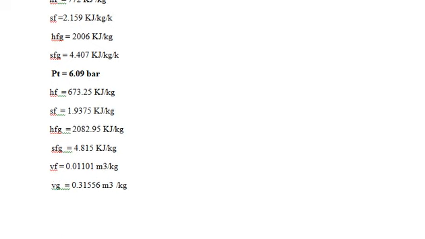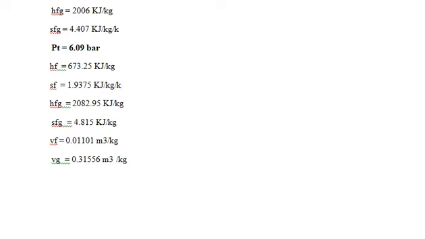Again go to the steam table and find the values: hf, the enthalpy, and entropy, hfg, sfg, vf, vg. hf equal to 673.25 kJ per kg, sf equal to 1.9375 kJ per kg Kelvin, hfg 2082.95 kJ per kg, and sfg 4.815 kJ per kg Kelvin. vf, the specific volume, is 0.01101 meter cube per kg, and vg is 0.31556 meter cube per kg.